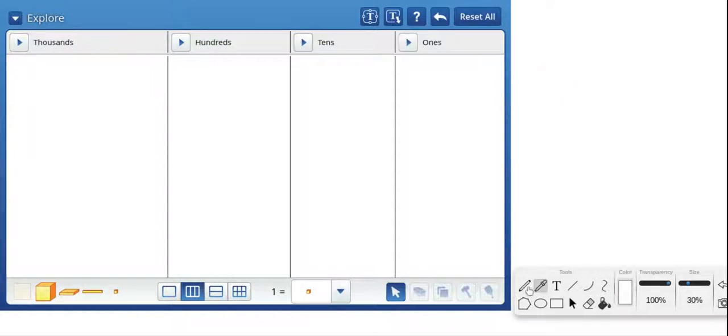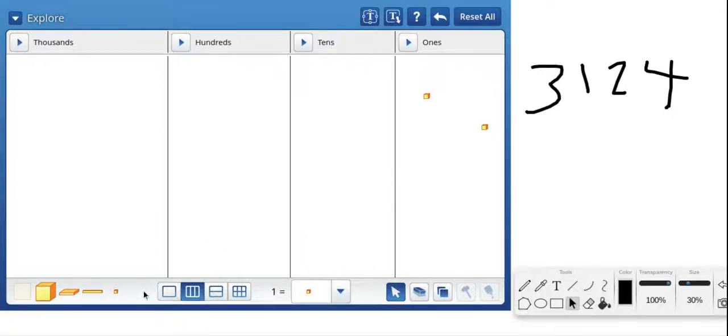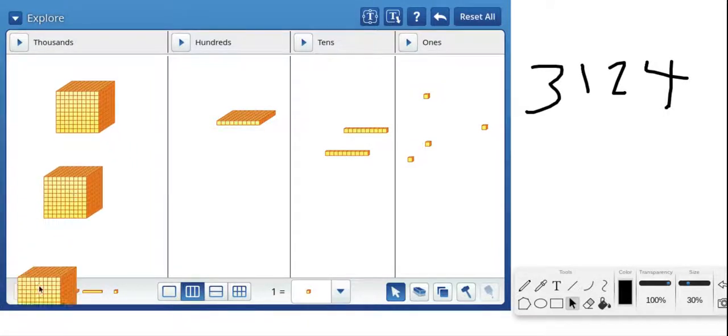Let me grab a black marker here. 3,124. Okay, so let's represent this number using base 10 blocks. So let me grab this here. You start on the right. So how many ones? 3, 4. Okay, how many rods? 1, 2. How many flats? Well, just one because there's only 100. And then how many of the big cubes? 3, right? So there's 3,124.